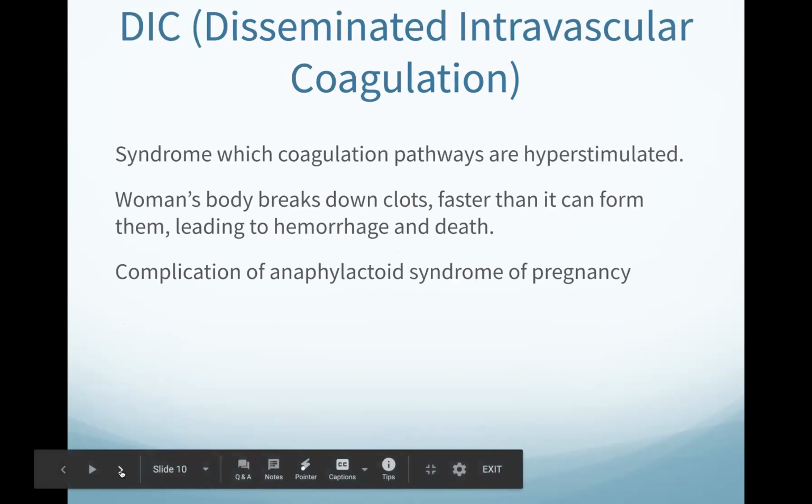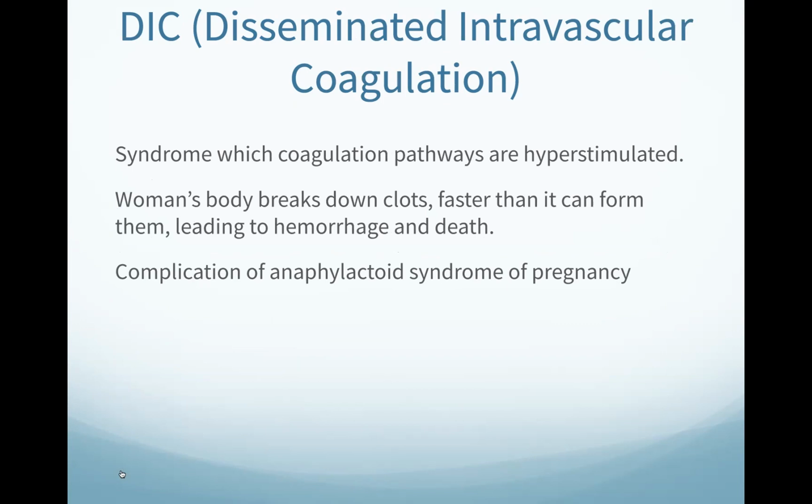DIC is disseminated intravascular coagulation. Basically the woman is breaking down the clots faster than they can form them. And this is where you see this idiopathic bleeding, this bleeding of unknown cause. You'll see it in the IV sites, nosebleeds, petechiae. They're brushing their teeth and their gums are bleeding.